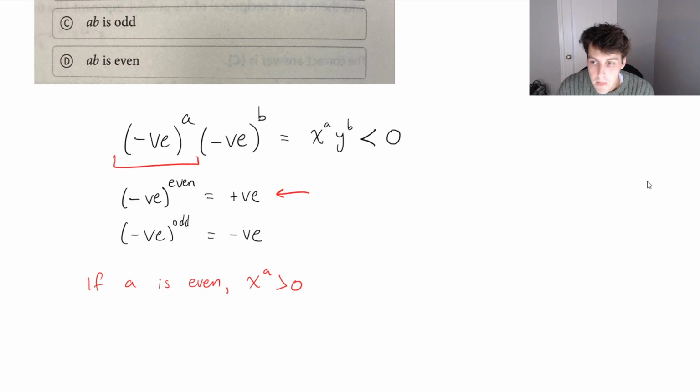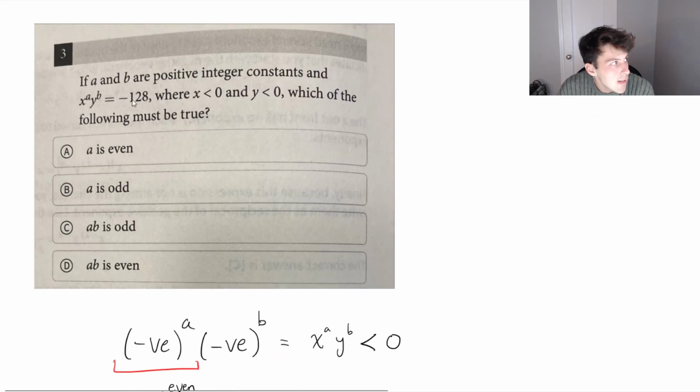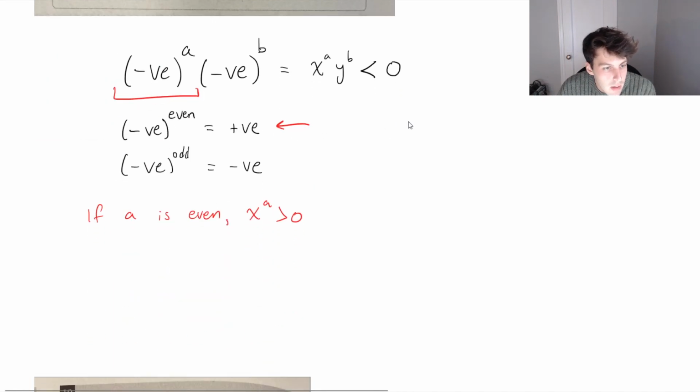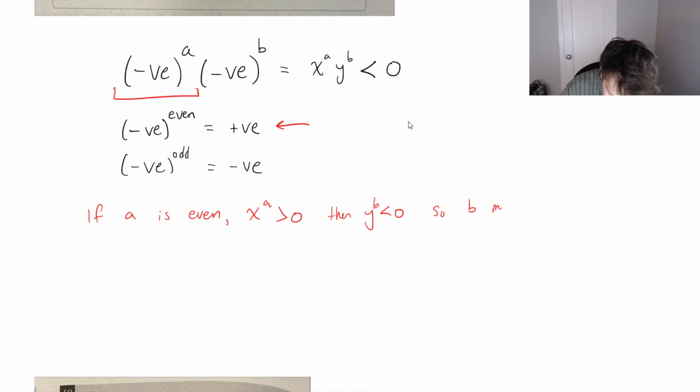Then that means that in order for our result, if this first term is going to be positive, and we're going to result in negative 128 from our question, y to the b has to be negative. So if y to the b has to be negative, let's write this. Then y to the b is negative. So that means that b should be odd. Right, this is the case if a is even.